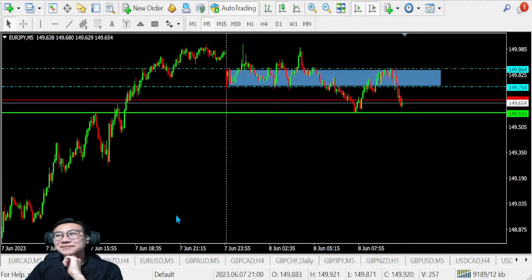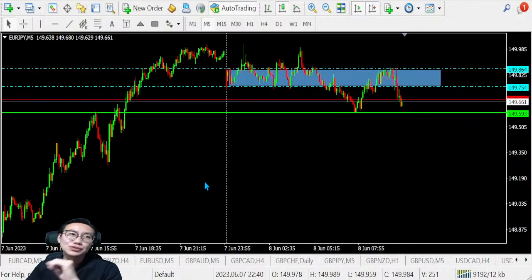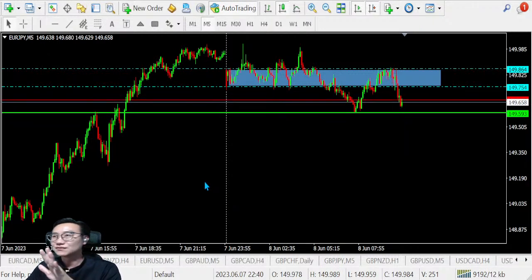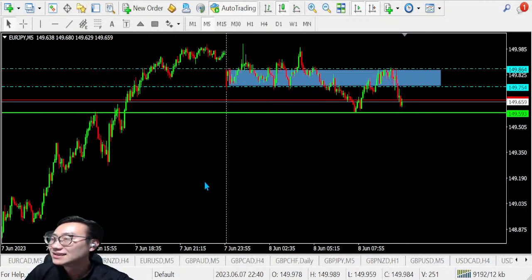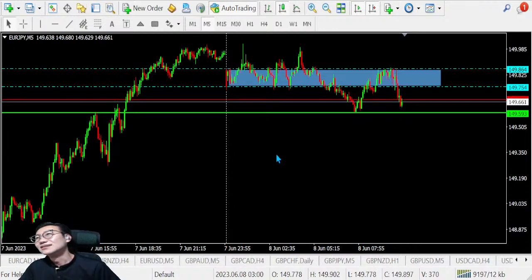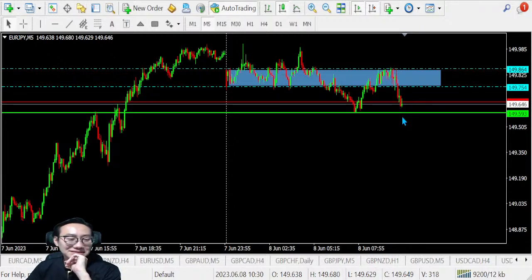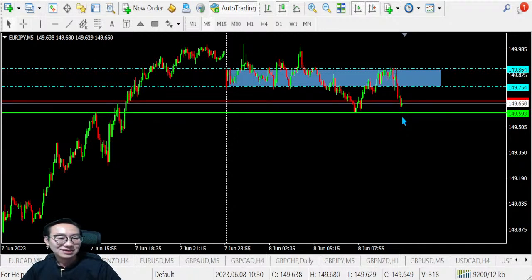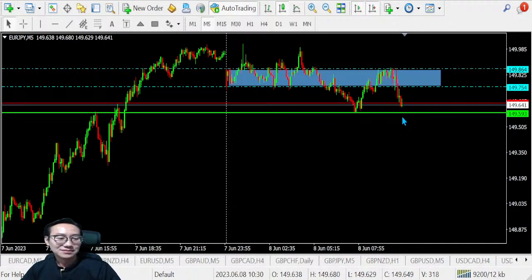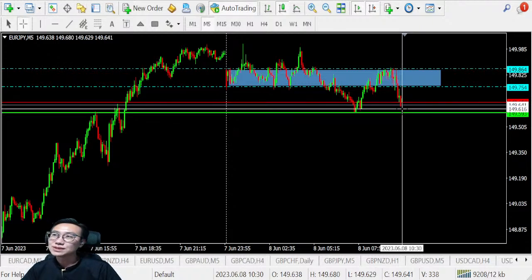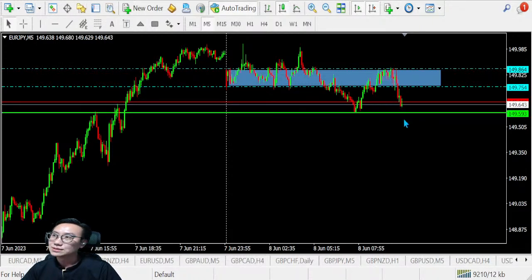Okay. The only one that is getting very close is the euro yen. Euro yen is the one that's getting very close. Break this, retest, and there's a good sell now, huh?